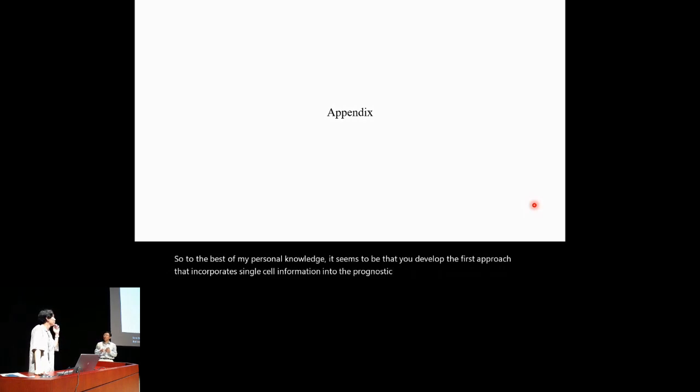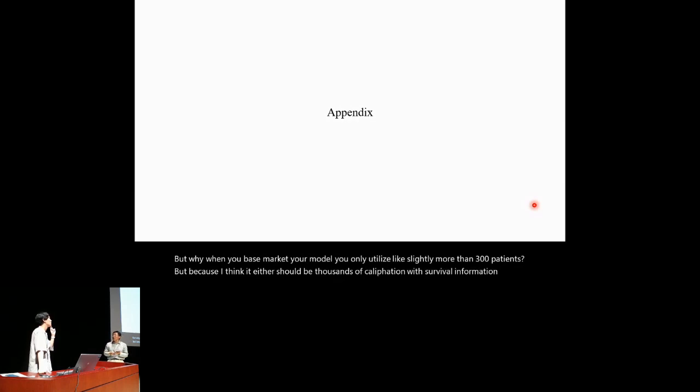So to the best of my knowledge, it seems that you developed the first approach that incorporates single-cell information into the prognostic hazard ratio Cox regression model. Is this the first type of model for predicting patient survival? Yes, at a single-cell level. There is no method to link clinical outcomes with each single cell; the quantitative contribution at single-cell level.